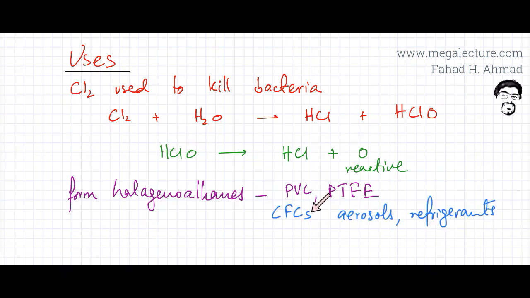Then a lot of CFCs are also produced, which are harmful for the environment, but these are also produced using halogens. And these CFCs are inert and volatile substances that are used as aerosols and refrigerants. Another CFC, a brominated CFC, is also used in fire extinguishers. So CFCs that contain bromine are used as fire extinguishers.